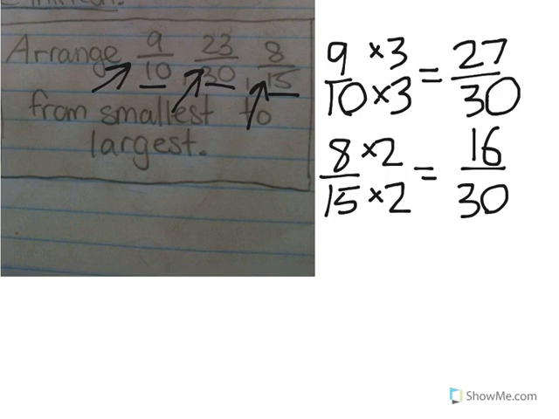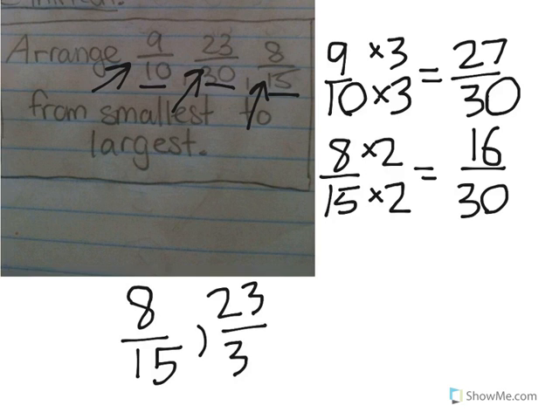That would be 16/30ths, which was 8/15. And then next would be 23/30ths. And then last would be 27/30ths, which was 9/10.